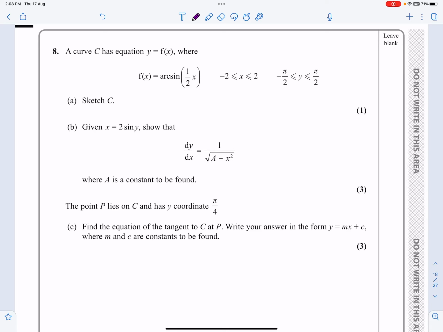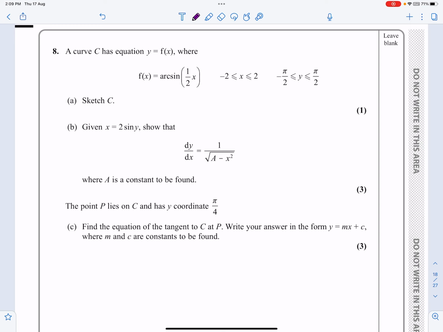Okay, this is the P3 paper from October 2021. It's question number 8, and this is mainly a trig functions question. We've got some inverse trig there that we're going to need to sketch. We need to be able to differentiate trigonometry, and when we do, we're going to need to use the trig identities to get it in the right format. And at the end, there's finding the equation of a tangent, so all the differentiation work that goes with that. Let's start with part A then.